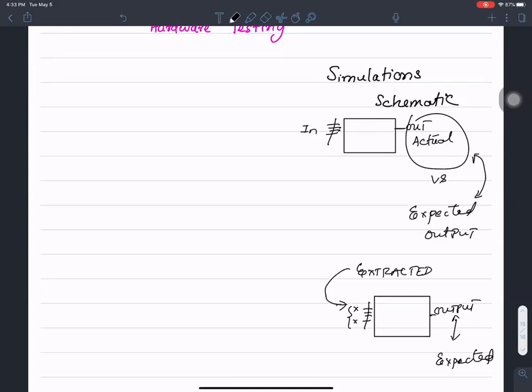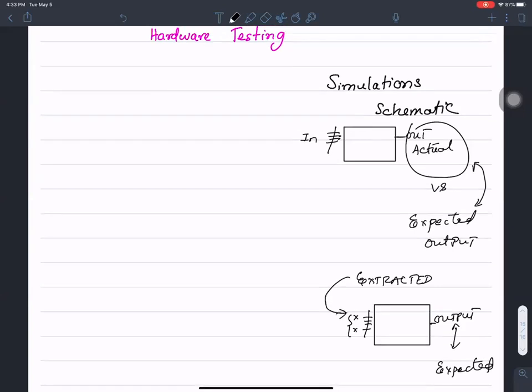There's some more testing that you can do. Corner analysis, so on and so forth. You look at the operating corners. What's the worst that can happen? The worst case simulations. So you look at all of those kinds of software simulations.